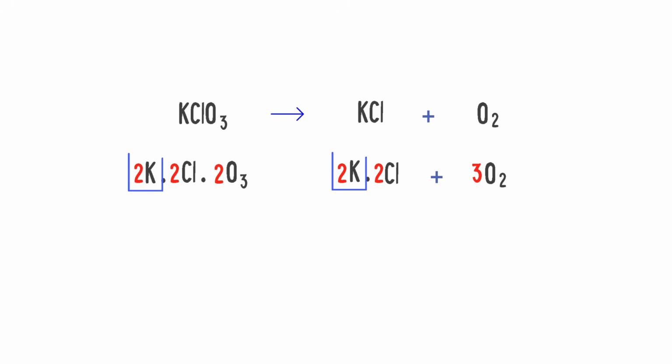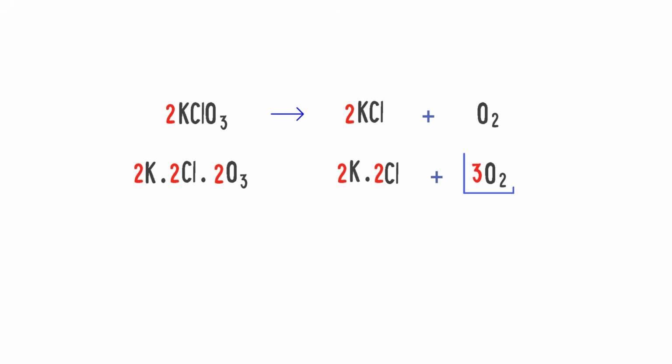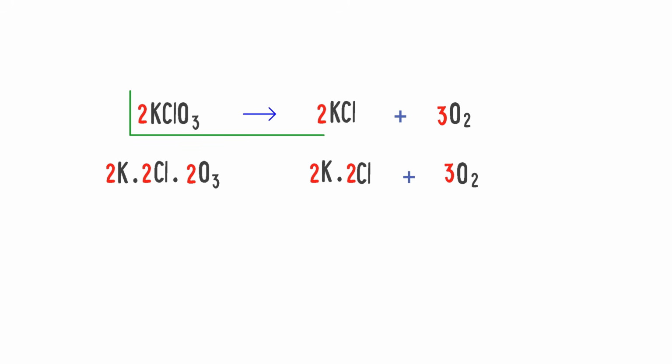Thus potassium is balanced, chlorine is balanced, and also oxygen is balanced. Now take this 2 and put it with potassium chlorate. Take this 2 and put it with potassium chloride. Take this 3 and put it with oxygen. This is the complete balanced chemical equation.